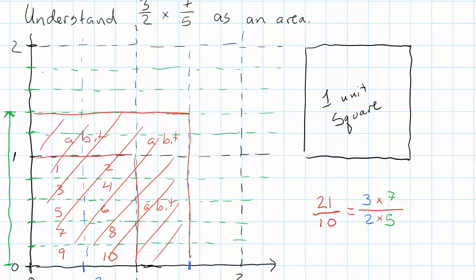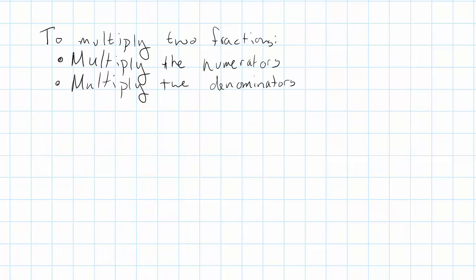And so this model shows us the same multiplication that the other model did, which is good, right? These are both ways of understanding the same thing. Again, we get the same procedure for multiplication. In order to multiply two fractions, we just multiply the numerators and multiply the denominators.